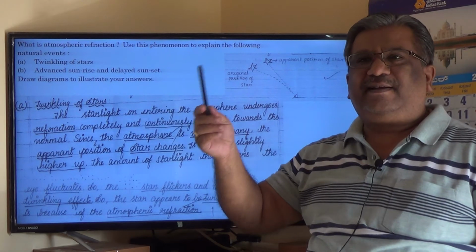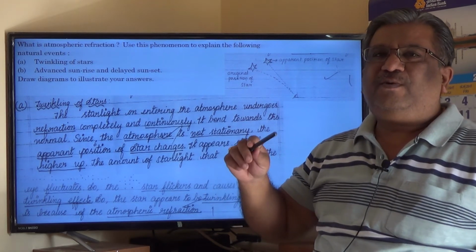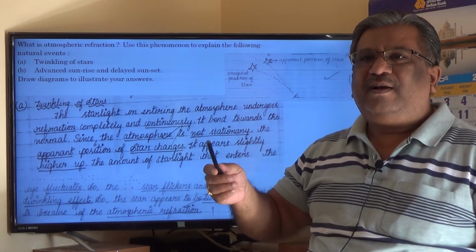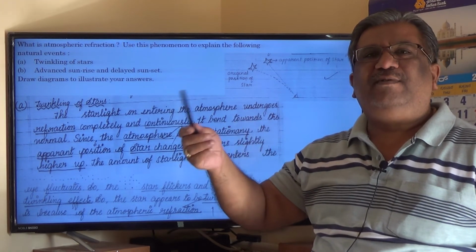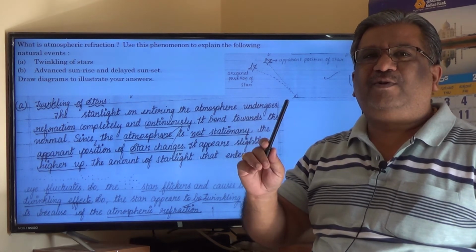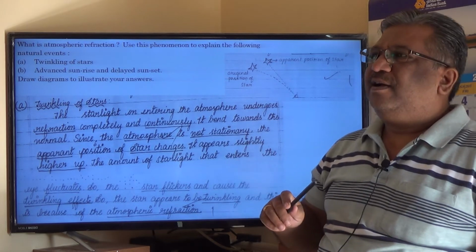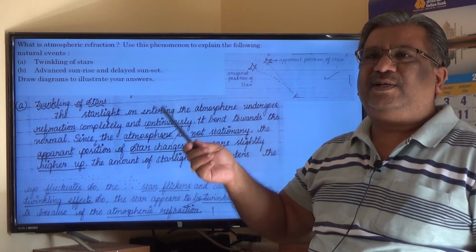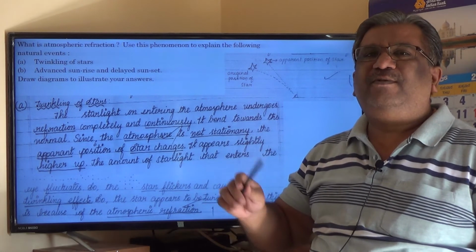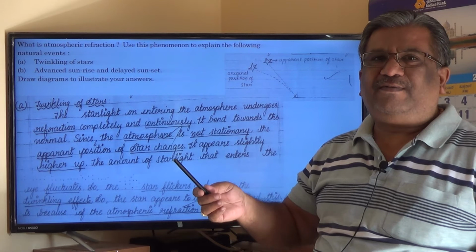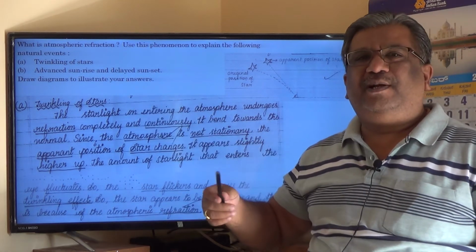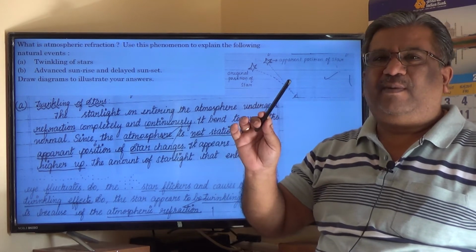Whenever the starlight enters into our atmosphere, due to continuously changing atmospheric conditions, starlight undergoes continuous refraction, and the apparent position of the star appears to be changing continuously, and the amount of light that enters into our eyes fluctuates, sometimes bright, sometimes faint. That gives the twinkling effect of the star. This is what you can write, something like this. Probably you should be in a position to explain in a much better way.